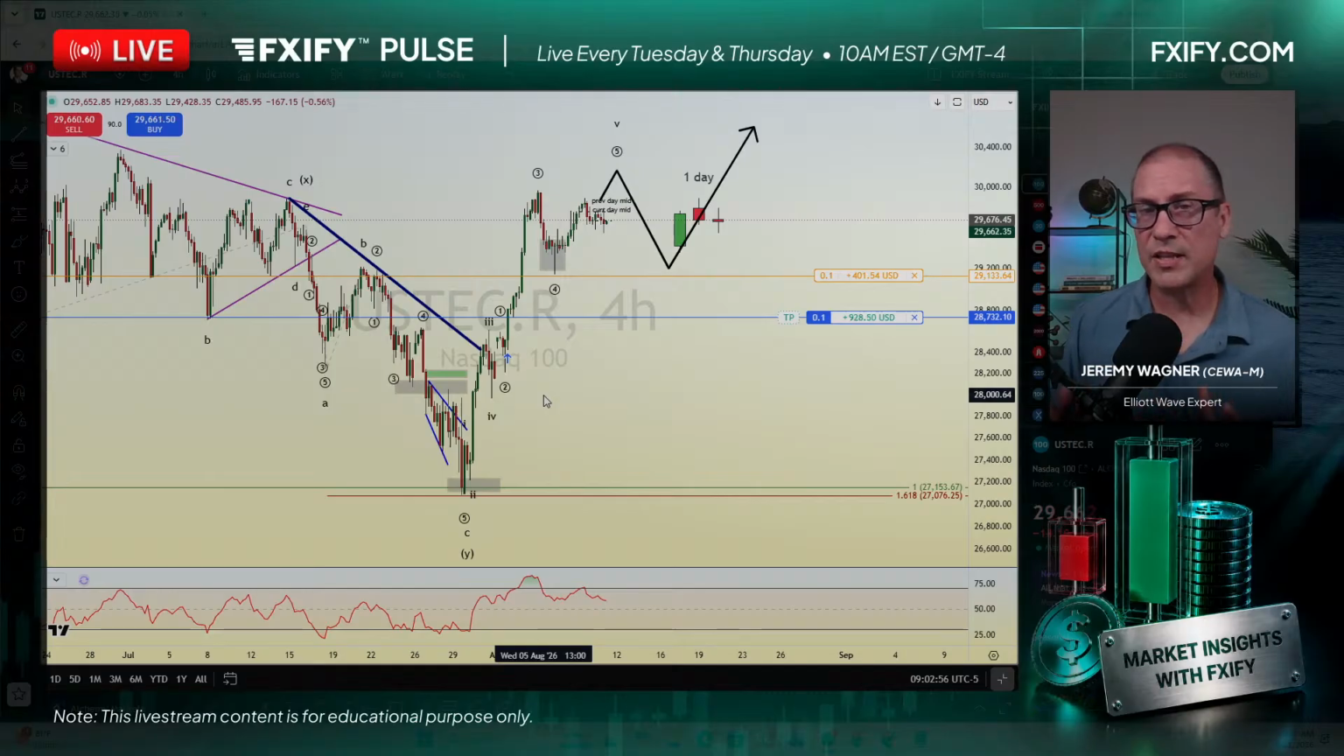So there's a lot of information that we can extract by using Elliott Wave. Now, if you don't know Elliott Wave, that's completely okay. You don't have to know anything about Elliott Wave. I'll break this down, and we'll identify some key levels to keep an eye on.